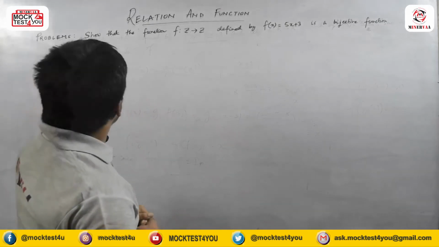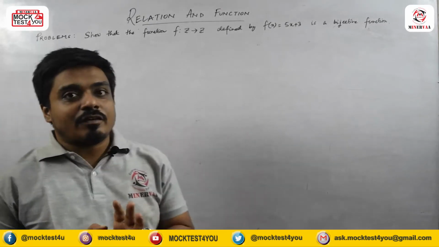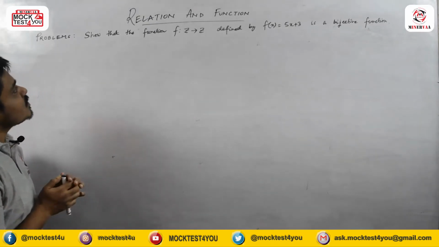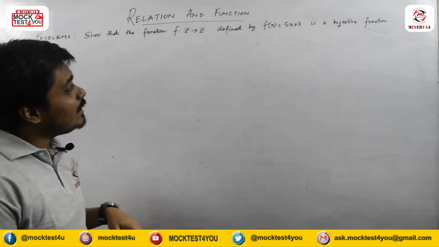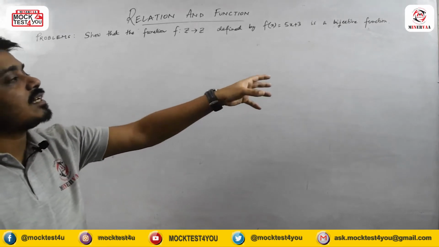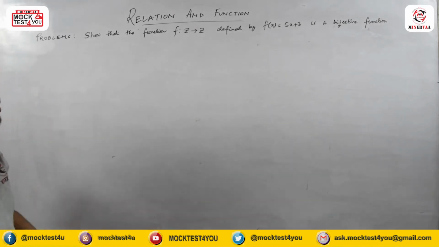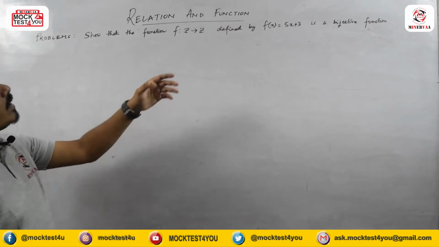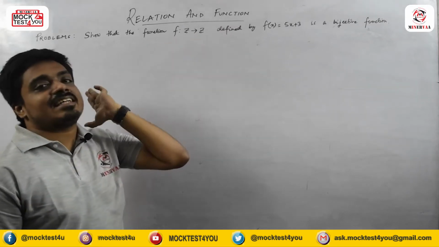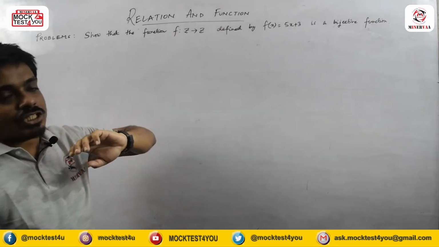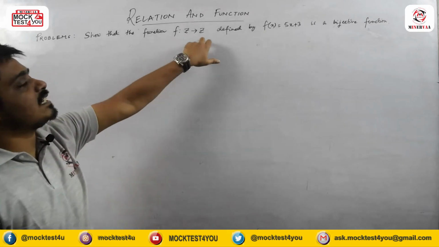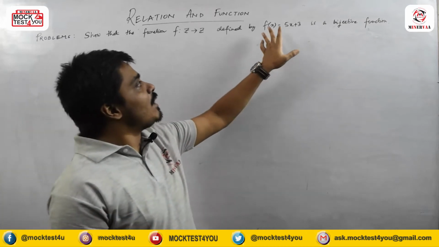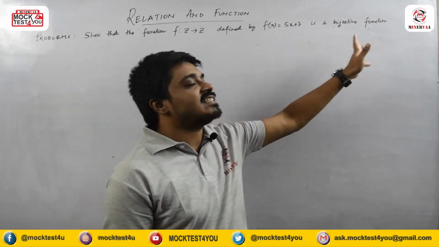Understood? So now we have the fifth question. So what is the question all about? So show that the function f from Z to Z defined by f(x) = 5x plus 3 is a bijective function. So let us go step by step. So what is Z? What does this Z signify? Z signifies set of integers. So this function whose domain is set of integers and codomain is set of integers, and the function is defined by 5x plus 3, is a bijective function.